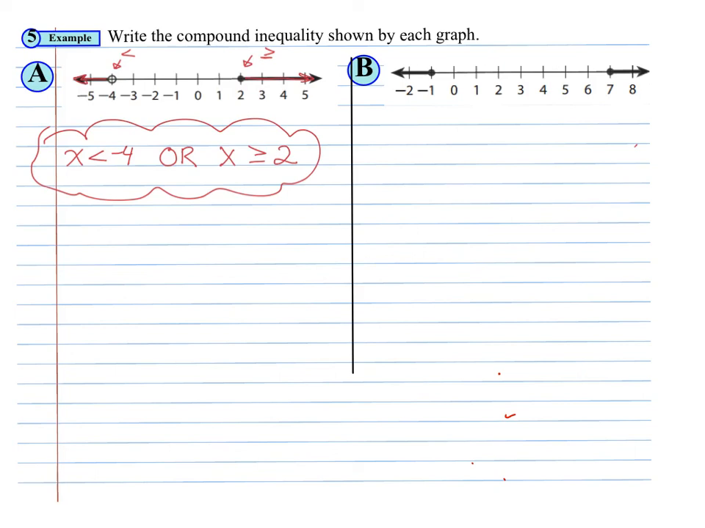For 5b, same kind of concept. Since it's filled in right here, we're going to have equal. And all my answers are to the left, so that means less than. Filled in again for 7, it's equal. And all my answers are to the right, that means greater than. So now we have x is less than or equal to -1, or x is greater than or equal to 7. And that is my inequality for this one.